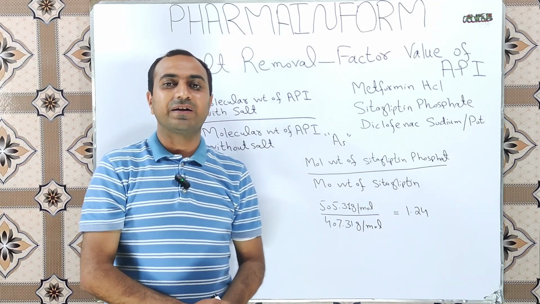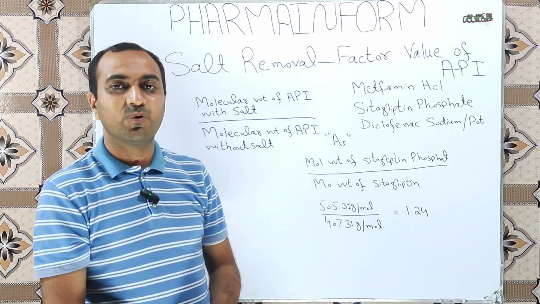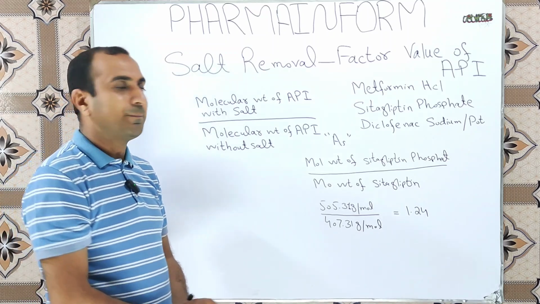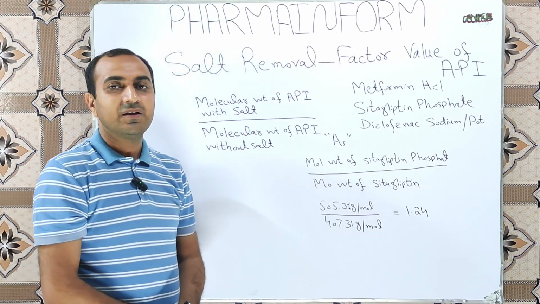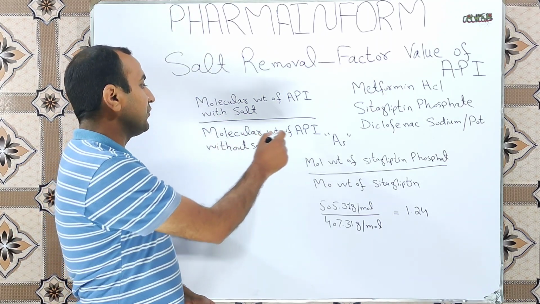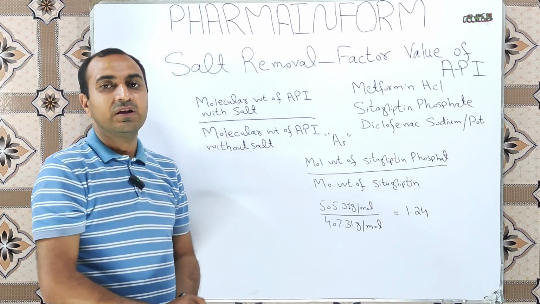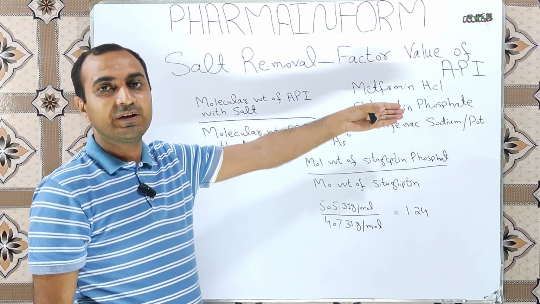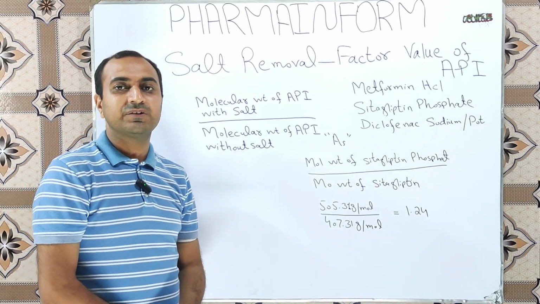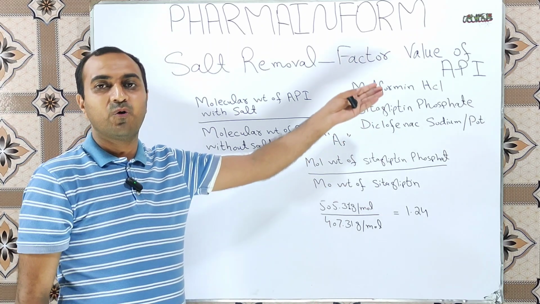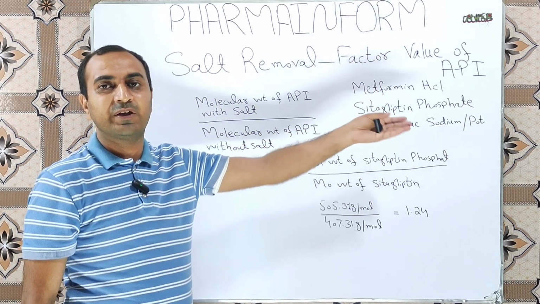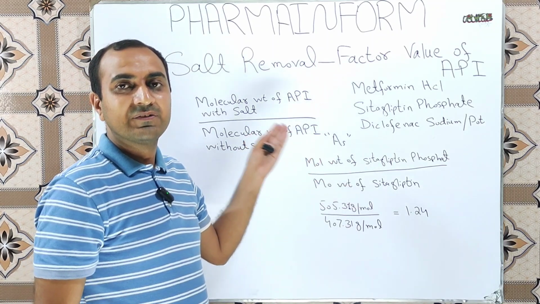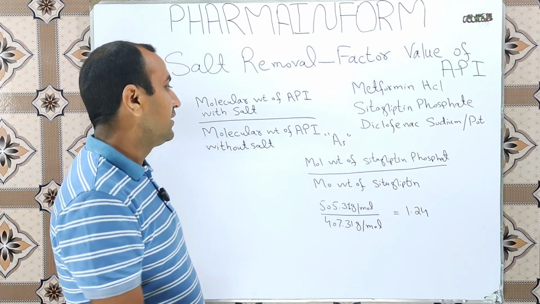To calculate the factor value for salt removal, we use the formula: molecular weight of API with salt divided by molecular weight of API without salt. We will take the example of sitagliptin phosphate. As we described previously, we have to remove or adjust the value of phosphate. So we will calculate the factor value for sitagliptin phosphate.